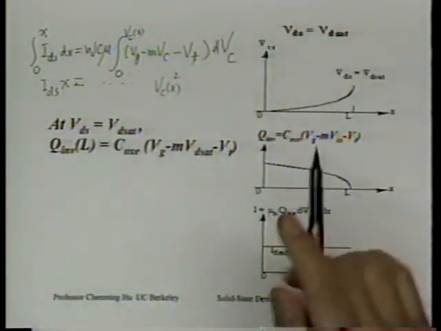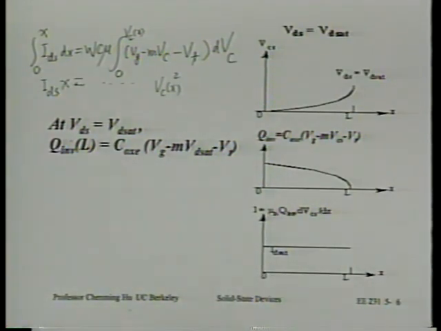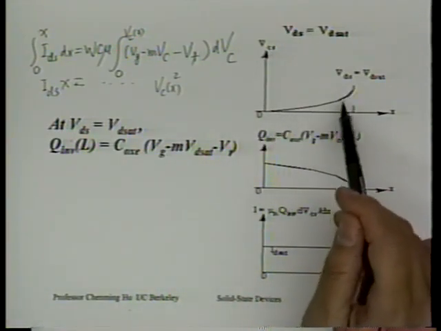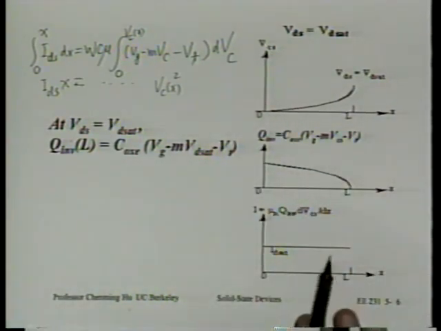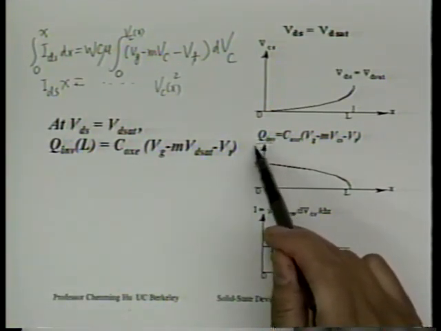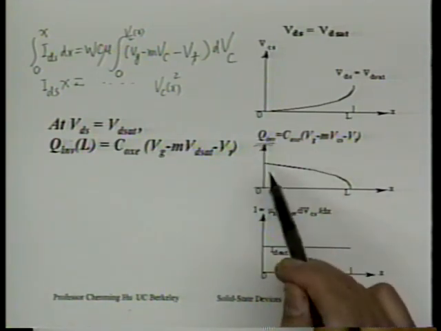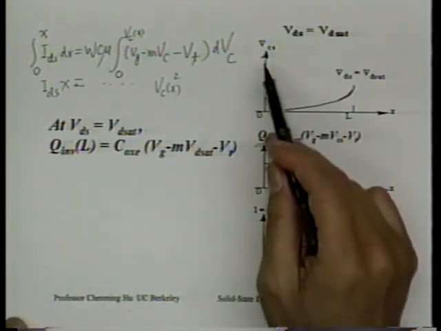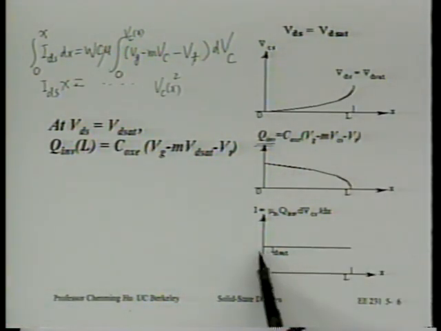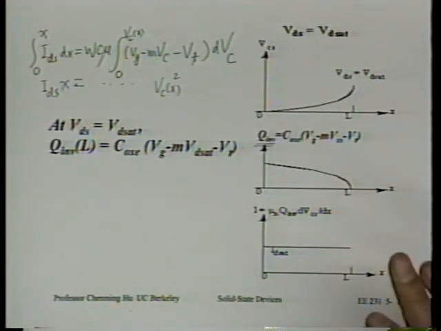It's self-consistent, this particular one. Self-consistent in what way? In this way. There's only one solution, only one shape of this curve that will satisfy the following two relationships. That is, first, Q inversion, or in fact, I will say only one VC versus x that will satisfy this fact, that the current must be constant between source and drain. That's current continuity.